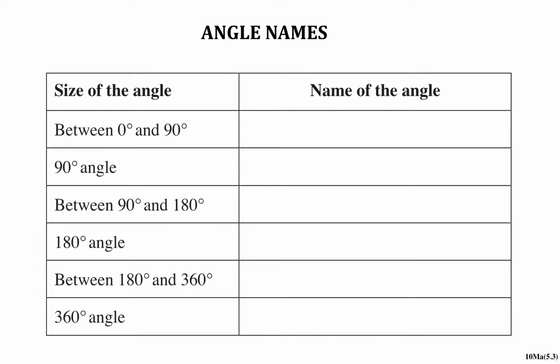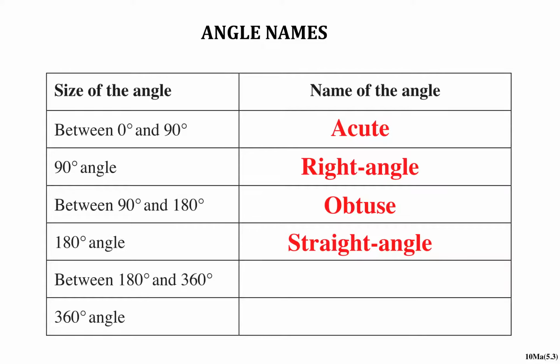Now let's just review our angle names that we've learnt in previous years. If an angle is between 0 and 90, it is called an acute angle. A 90-degree angle is called a right angle. If it's between 90 and 180, it is called an obtuse angle. If the angle is a 180-degree angle, it's called a straight angle. If it's between 180 and 360, it's called a reflex angle. And if it's exactly 360, we call it a full revolution.